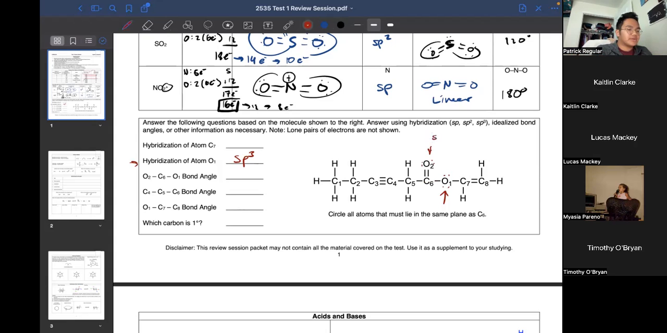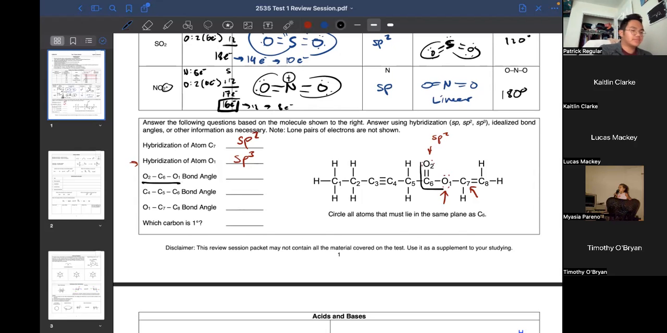And this one is sp2. But it doesn't ask us about that. It's asking us about C7. C7 has 3 electron groups, 2 sigma bonds, and then 1 sigma bond with a pi bond around it. What hybridization is that? sp2. Yeah, sp2. Good.